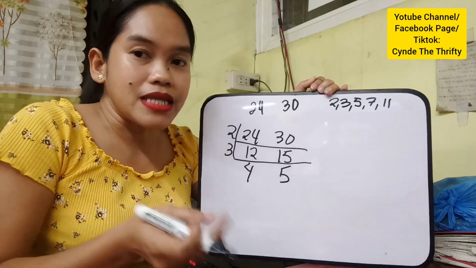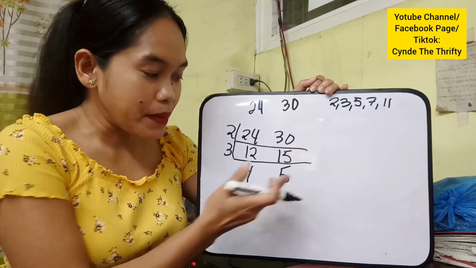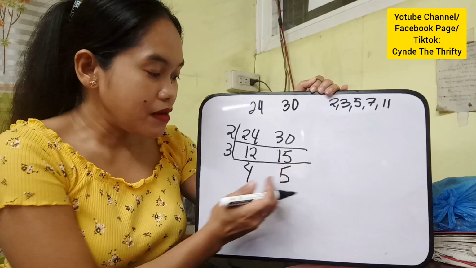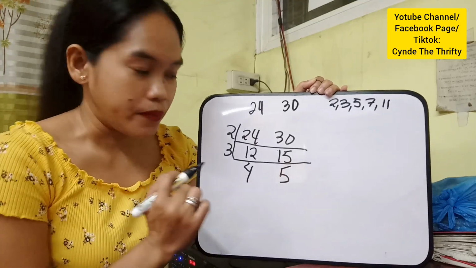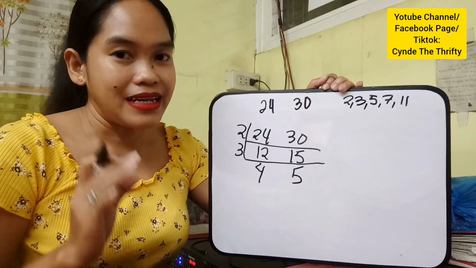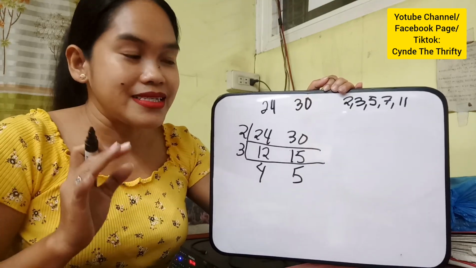So, doon kayo mag-stop kapag wala na kayong ma-divide, at kapag hindi pwedeng ma-divide silang dalawa. Dapat, ang ilalagay nyo dito sa gilid ay pwedeng ma-divide ang dalawang number nyo dito sa loob. So, ngayon, paano natin kukunin ang GCF? Dito yung pinakamadali. Ito yung pinakamadali na step natin.